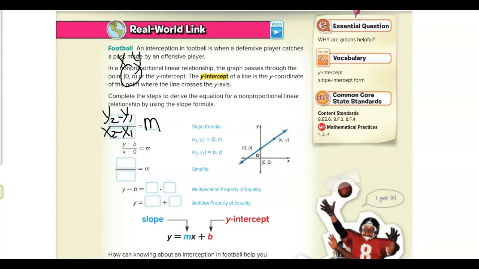It leaves me with x. This is where m is at, right? If I have y minus b, can I simplify that at all? No, I have to leave it y minus b because I don't know what any of those are equal to. All right, so we are going to simplify this. We have to solve for y. We have to get y by itself.